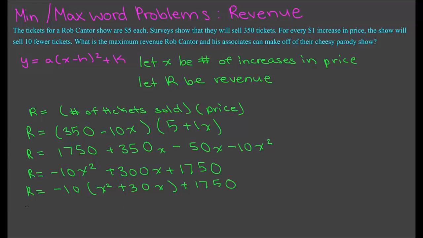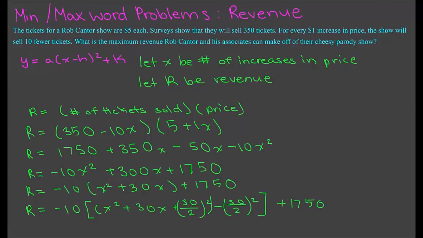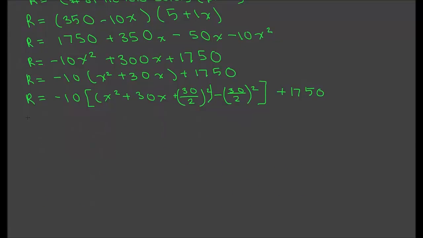Now we have to simplify the part inside the bracket by dividing the second coefficient by 2 and squaring it. Then we put this value into the bracket. We write r equals negative 10 bracket x squared plus 30x plus 225 minus 225 bracket plus 1750. We add and subtract the value of 225 because 225 plus negative 225 equals 0. Therefore, we are not changing the equation.